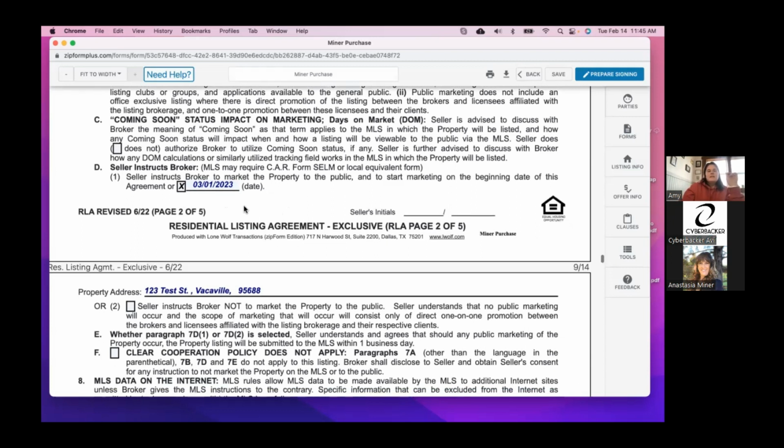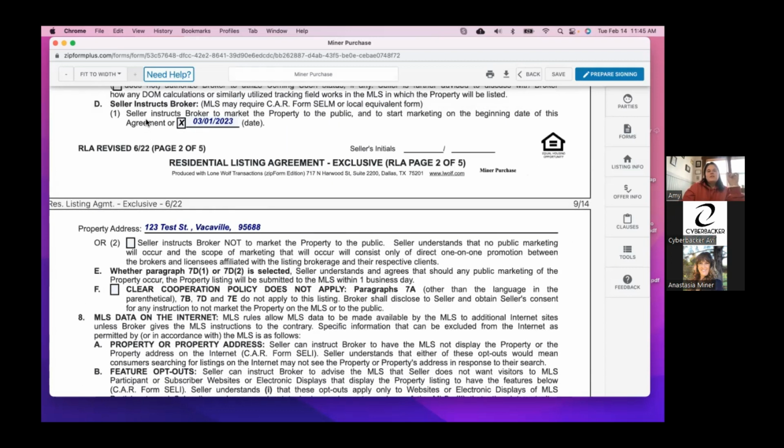Okay, seller, so one is seller instructs broker to market the property to the public and start marketing it beginning on the date of this agreement. That's the default or blank date. The second option is seller instructs broker to not market the property to the public. Seller understands that no public marketing will occur, and the scope of marketing that will occur will consist of only direct one-on-one promotion between the brokers and licensees affiliated with the listing brokerage and their respective clients. So that's your second option there. Okay, you can go with either D1 or D2.